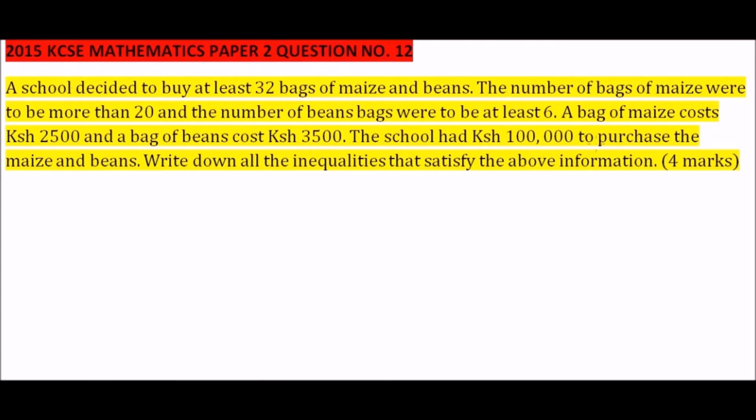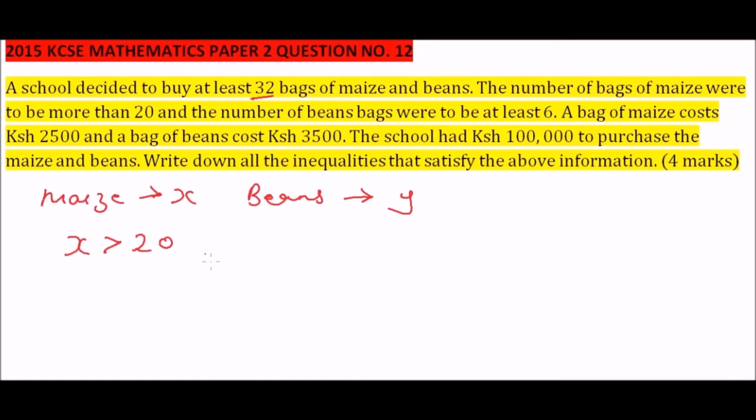So tunaangalia the number, shule ilikuwa inataka kununua 32 bags of maize and beans. The number of bags of maize were to be more than 20. Kwa hivyo tutasema hapa maize ikuwe represented by x na beans zikuwe represented na y. Kwa hivyo kama shule ilikuwa inataka kununua more than 20 bags, tutasema x must be greater than 20 bags.